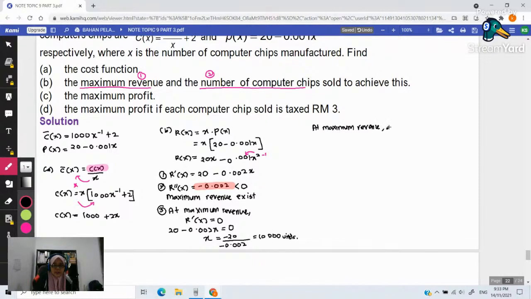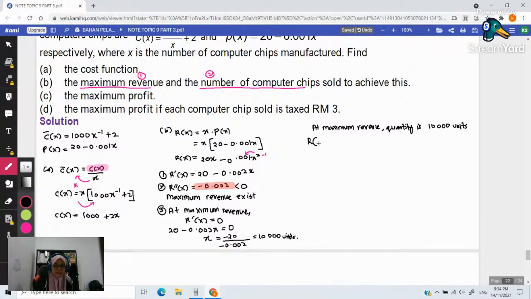Okay, quantity is 10,000 units. Therefore we need to find the maximum revenue. How to find maximum revenue? If the question asks to find maximum revenue, we need to substitute 10,000 into the revenue function.